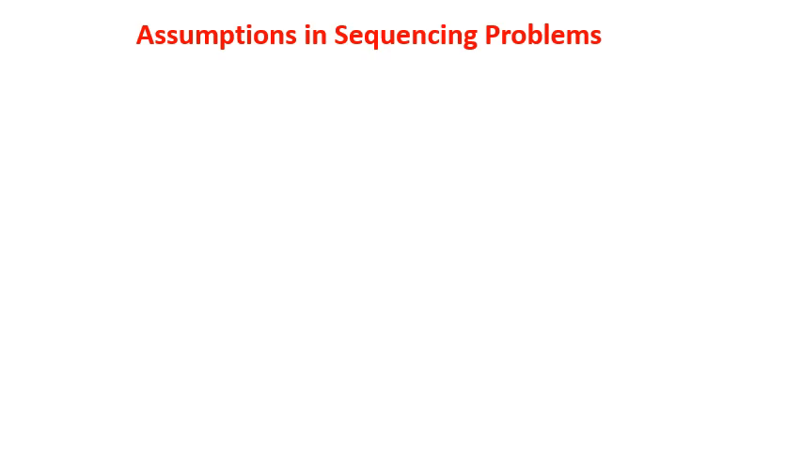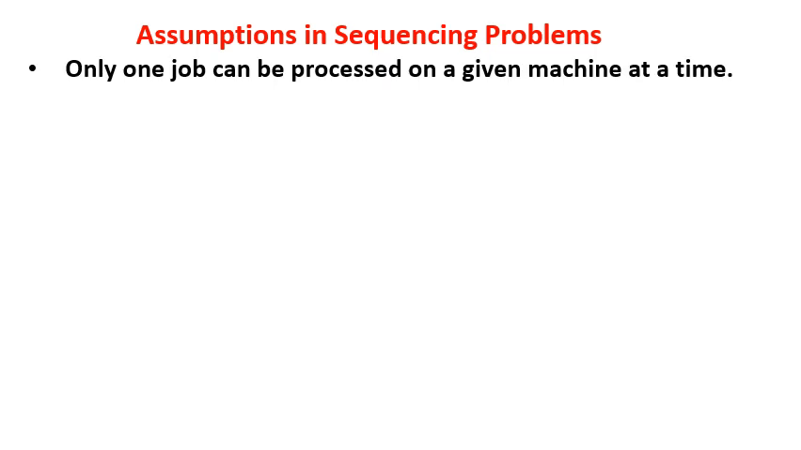Let us see some assumptions in sequencing problems. The first assumption is only one job can be processed on a given machine at a time. That is, suppose you have 2 machines or 3 machines or even a single machine. If you have multiple jobs, 2 jobs cannot be processed, that's obvious, on a particular machine at a time. At a time, only one job can be processed on a given machine. That is the first assumption in sequencing problems.